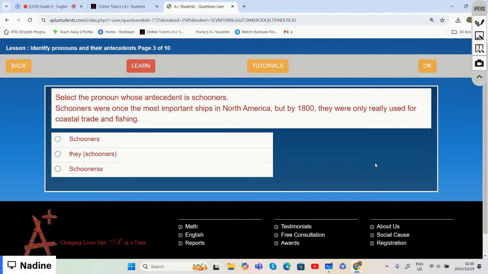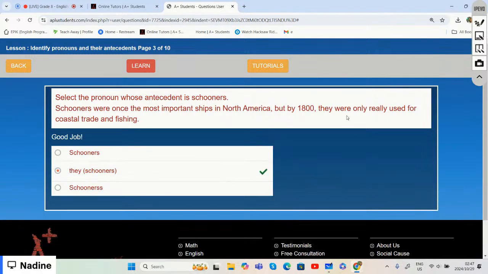All right. And if we were to select our pronoun whose antecedent is schooners, we would say that schooners were once the most important ships in North America, but by the 1800s, they were only really used for coastal trade. And if we were to select the correct option, then yes, option 2, they, is correct.